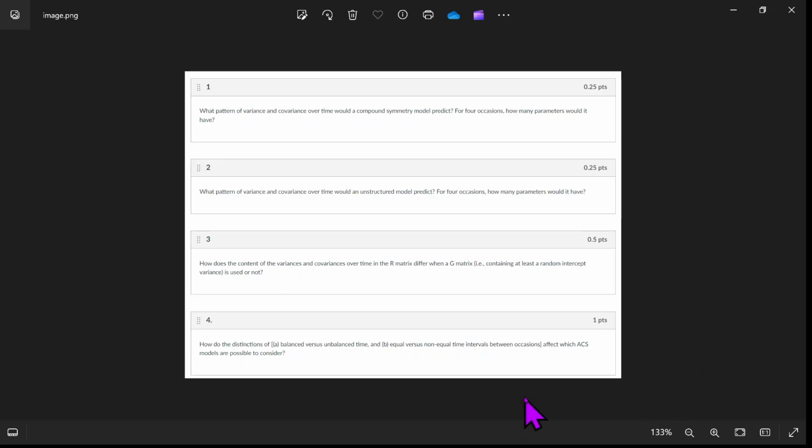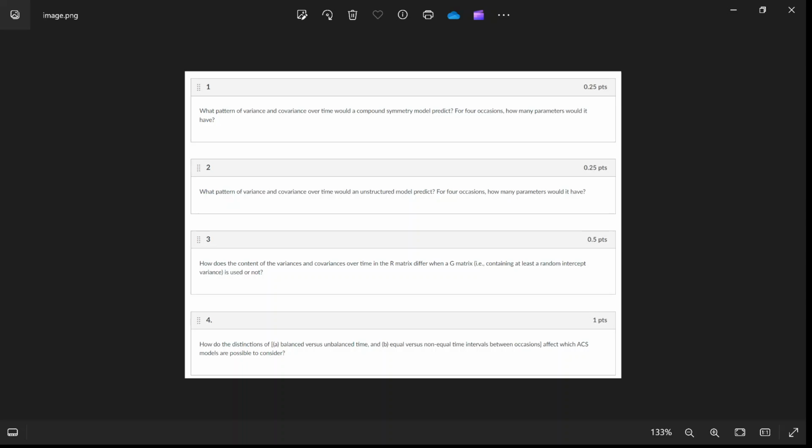So, yes, I will be covering questions 3 and 4. I read your answers. Thank you so much for your time and thoughts about those 2 questions. Now, regarding question 3 specifically, the question was, how does the content of the variances and covariances over time in the R matrix differ when a G matrix is used or not? The G matrix containing at least a random intercept variance.